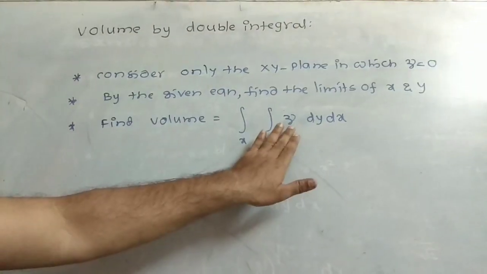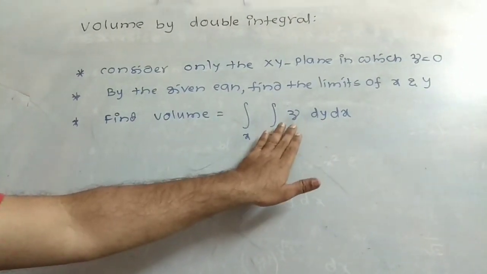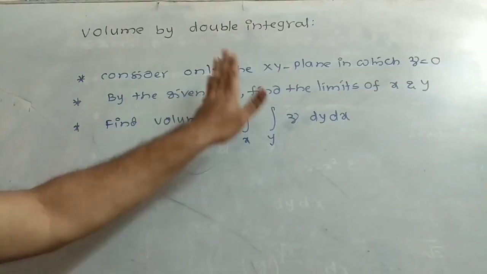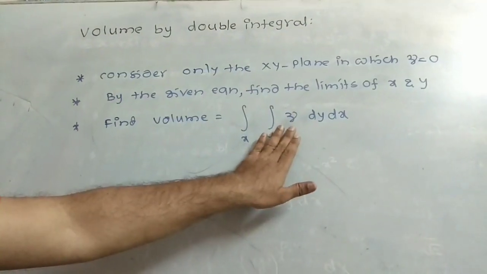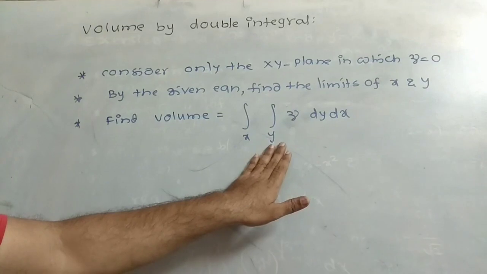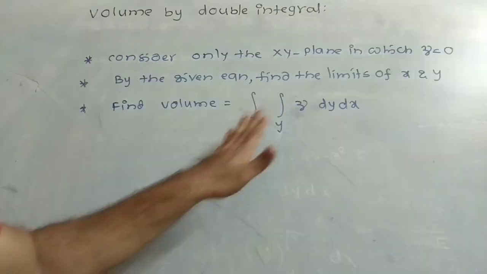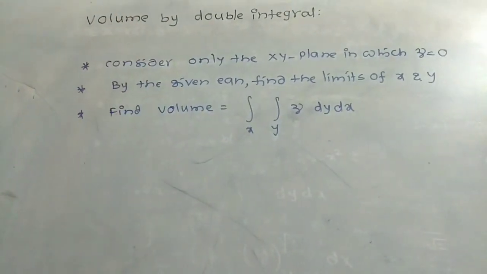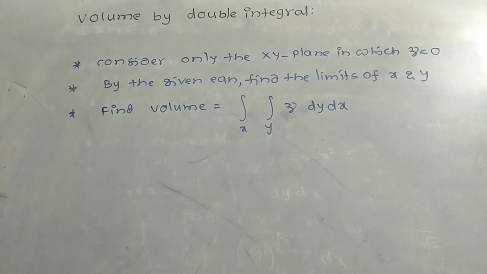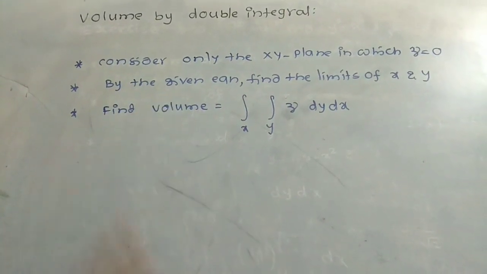So here z, don't take it as 0. This z is nothing but, by the given equation, you write down the z value. And x limits and y limits, directly do the double integration. You will get the volume corresponding to the given equation by applying double integral.